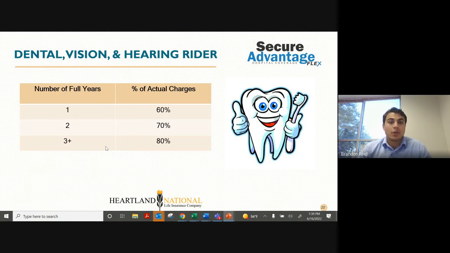Let's say somebody needs to go in for a filling, right? 7 months in, they've had their policy for more than 6 months. We will pay 60% of those actual charges for that filling, up to $1,000 or $1,500 per year in benefit. After 12 months, we'll pay 70% of actual charges, and after 24 months, 2 years, we'll start paying 80% of those actual charges. And again, covering major services after 12.